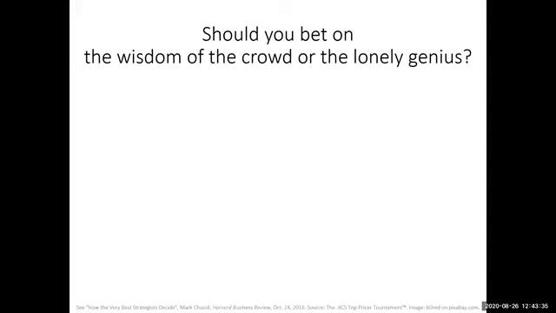On the other hand, it is also true that we venerate the lonely genius, the person who just rides in and says, I've got a great idea. Nobody has ever thought about this before. And that's what we want. We want this kind of blue ocean thinking, which works best.